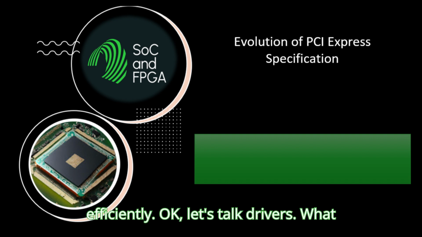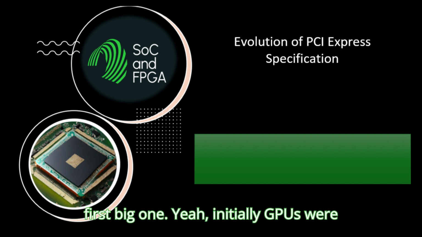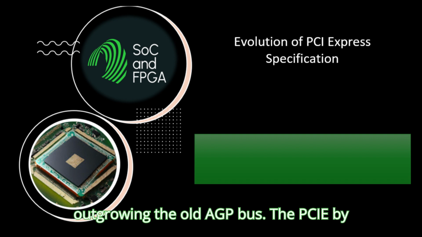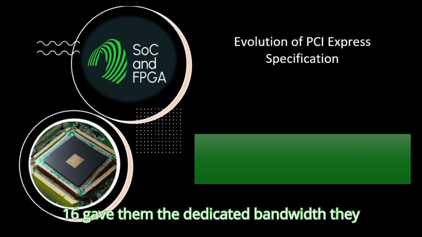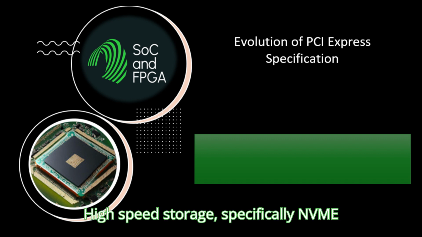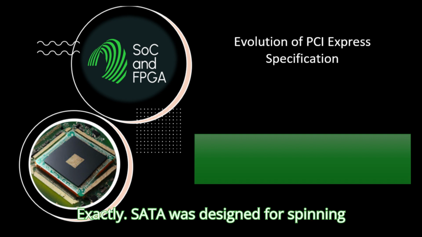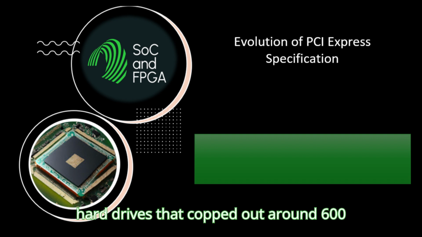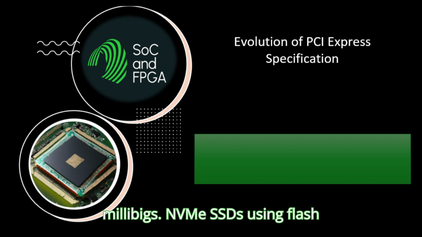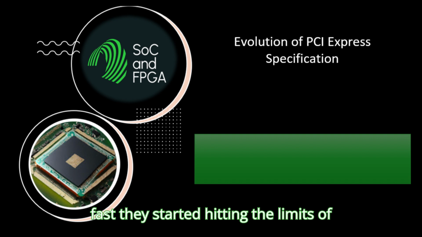Okay, let's talk drivers. What applications have pushed this need for speed? You mentioned graphics cards, the first big one. Yeah, initially, GPUs were outgrowing the old AGP bus. PCIe x16 gave them the dedicated bandwidth they desperately needed. That was the first major driver. And then, what came next? High-speed storage, specifically NVMe SSDs. Ah, the move away from SATA. Exactly. SATA was designed for spinning hard drives that topped out around 600 megabytes per second. NVMe SSDs, using flash memory over PCIe, could go way faster. So fast they started hitting the limits of early PCIe.